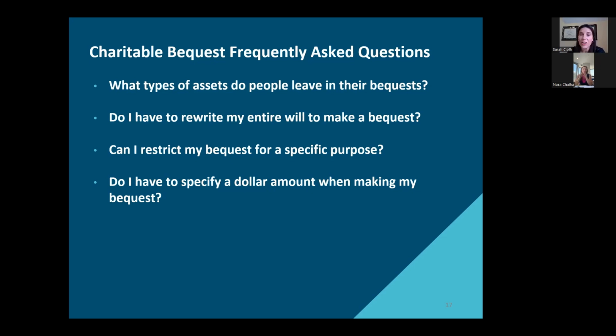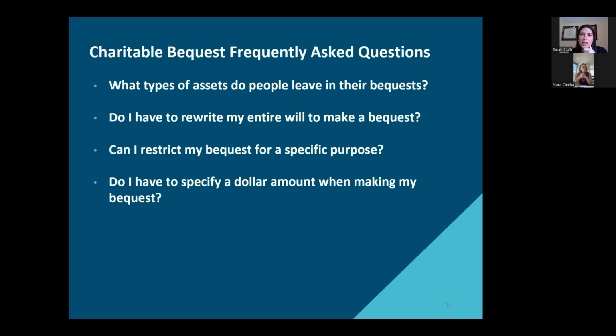So bequests are clearly a great option for charitable giving, but let's talk about a scenario, Nora, in which we've had the question, I've already worked on my will. I don't really have any major changes to it. If I wanted to work the foundation in, do I have to start from ground zero, or are we talking about some sort of amendment to it to create a bequest?